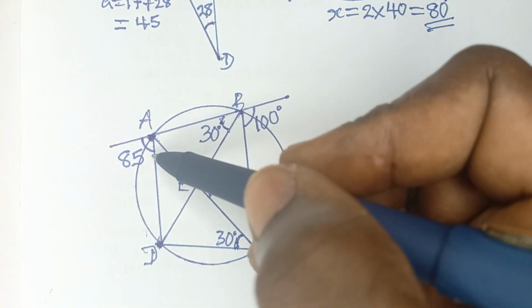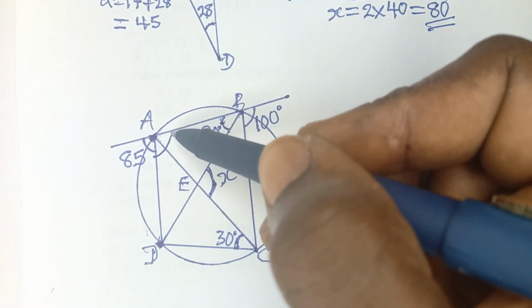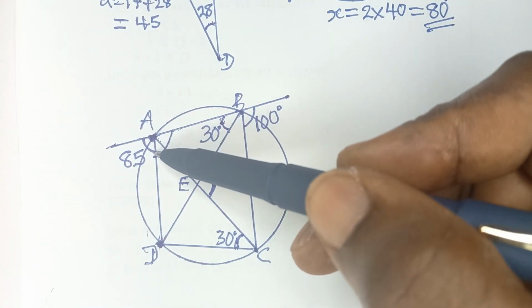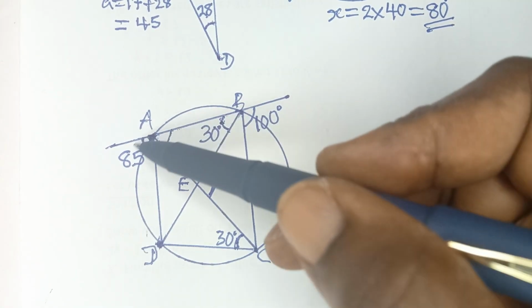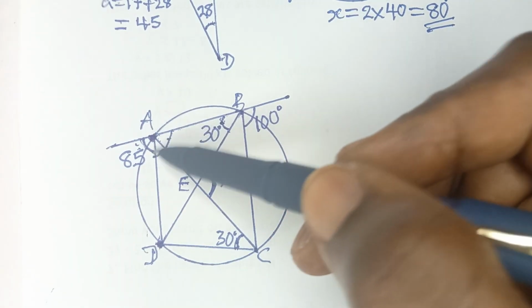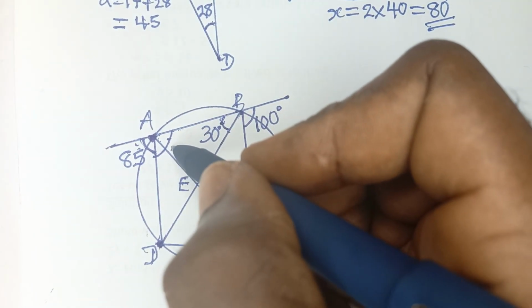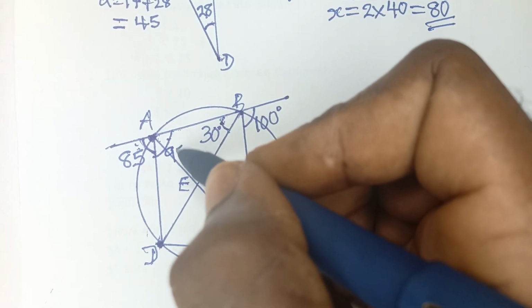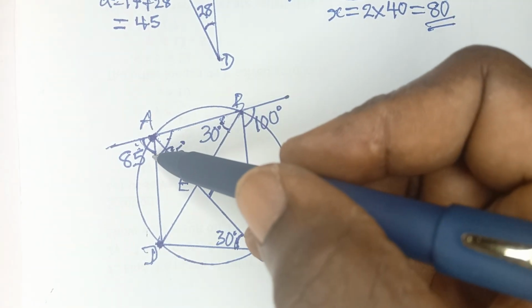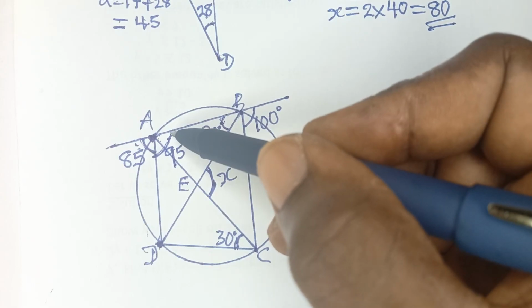Now, let's look at this full line here. This is a straight line. We already have this place as 85. So you agree that the sum of angles on a straight line is 180. So if this is 85, this remaining portion has to be 95. 180 minus 85 will give us 95 degrees. So this portion is 95 degrees.